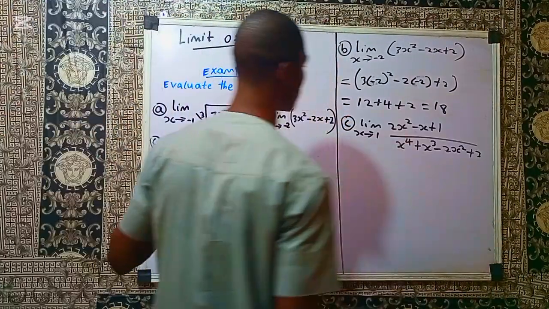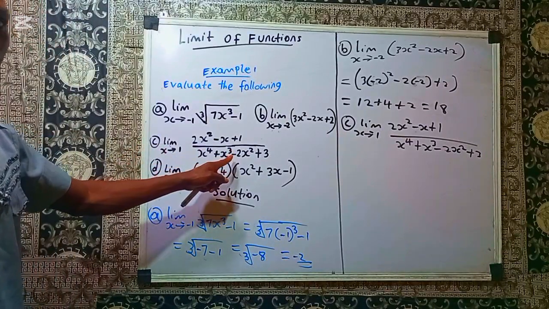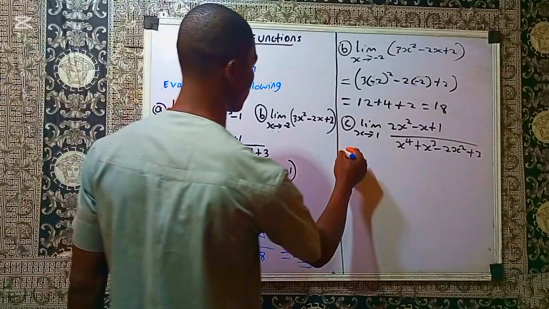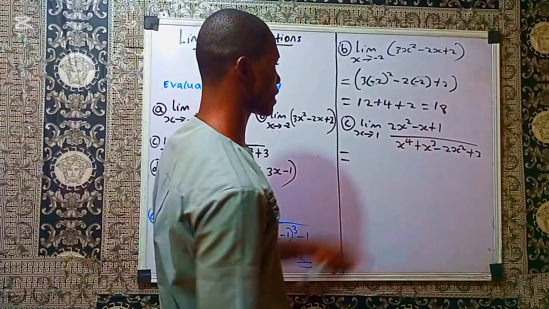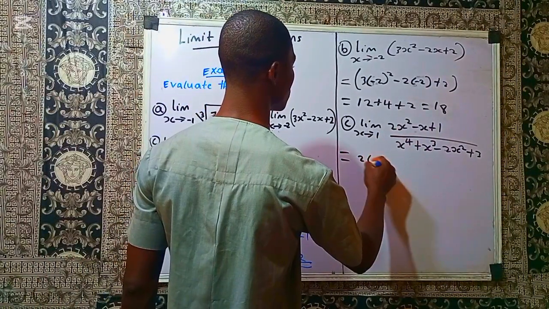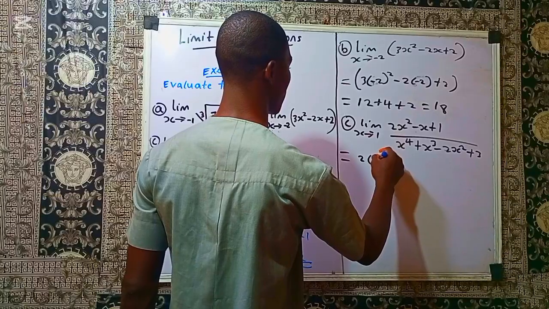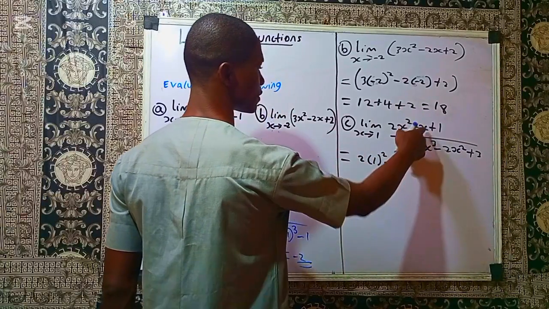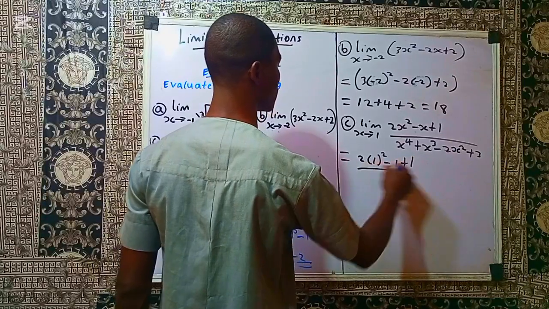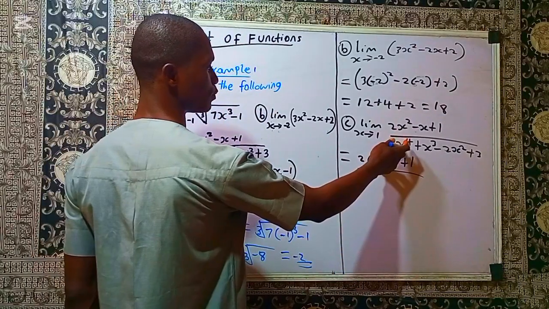Question C. This is the question C we are solving. I've written it down. So we are evaluating the limit at 1. So we'll replace x with 1 anywhere we see it. So I have 2 into 1 squared minus 1, plus 1, all over 1 raised to power 4 plus 1 raised to power 3 minus 2 multiplying 1 raised to power 2 plus 3.